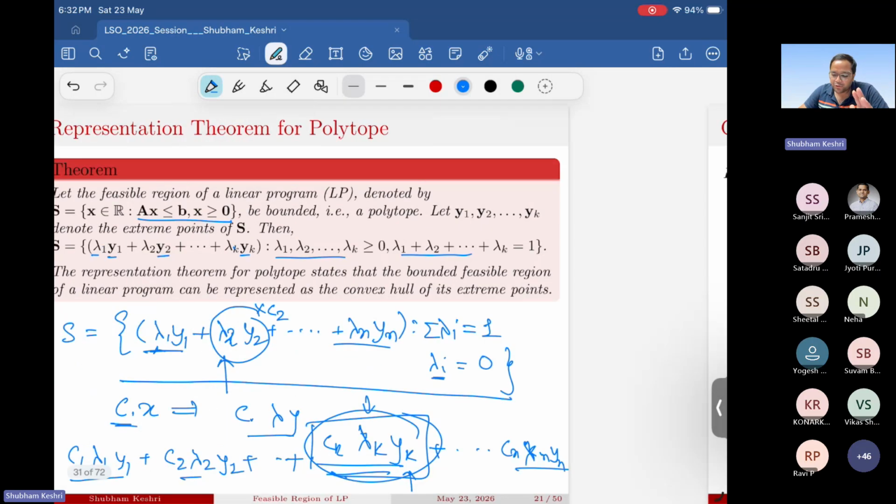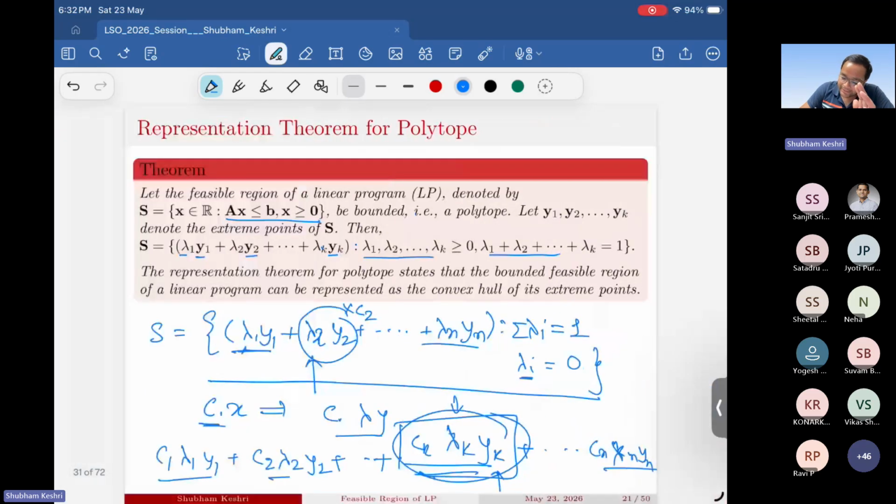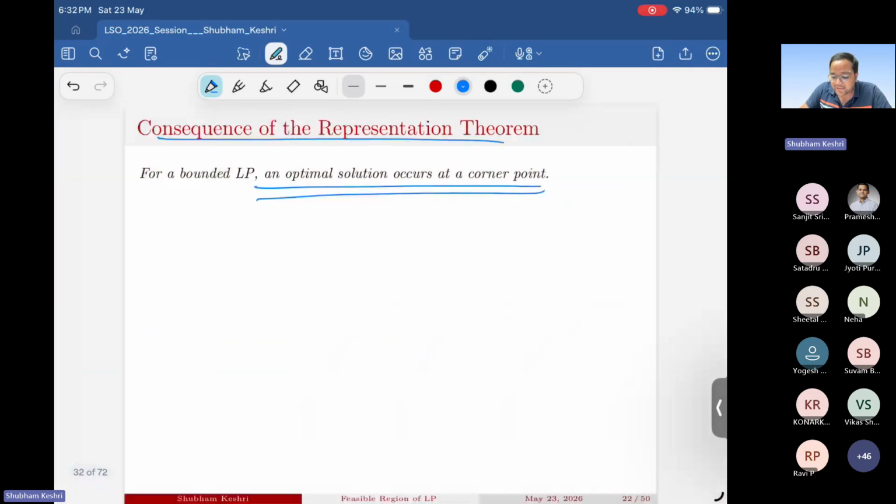That is what the consequence of this representation theorem is. The representation theorem is just saying that you can represent any point in the feasible region using a convex combination of the corner points. The consequence is that the optimal solution will be either one corner point or two corner points, and the line joining the two corner points will be optimal. Not line, over here it will be a hyperplane. Is it clear? So this is just showing that a corner point will be optimal. That is it, nothing else.